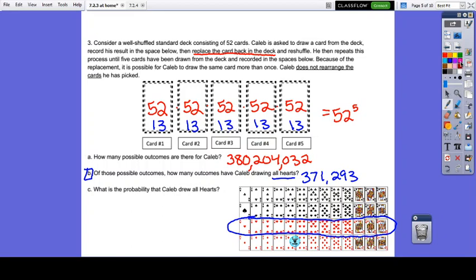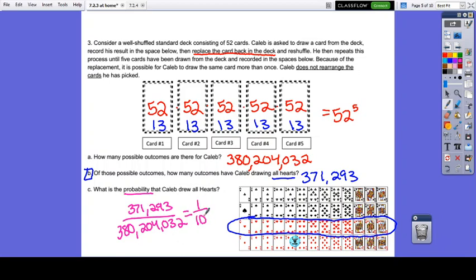Okay, because now is where we're going to talk about what's the probability that he drew all hearts. So the probability of hearts, and we're going back to that probability model that's on the very top of the 723 notes, is the number of outcomes in A over the number of outcomes in S. So number of outcomes in A, which is all hearts here, is 371,293 out of the number of outcomes in the sample space, which is all of the cards, is this number here, 380,204,032. And if you divide those out, you actually do get a fraction that's decent here.